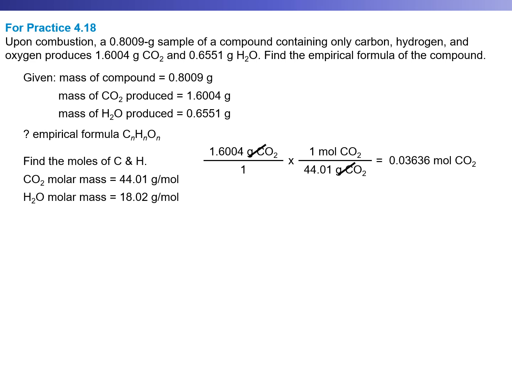We're going to do the same thing for water. So we're going to take the amount of water that we had as our product, and we're going to multiply it by our conversion factor, which is the molar mass of water, making sure to put the units we seek on top, which in this case are moles. Get rid of repeating terms and do the math, and we end up with 0.03636 moles of water.